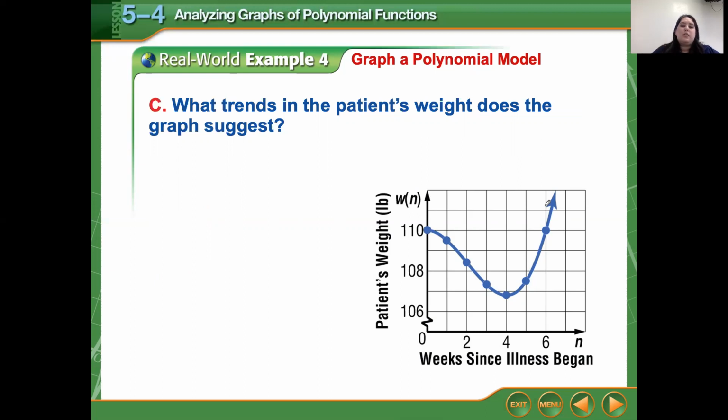What trend in the patient's weight does the graph suggest? So what do we see that happens here? We're going to analyze, like in real life, what this graph actually means. Well, if we look at it, we can see that when they got sick, they lost weight. They lost a little less than 4 pounds, probably closer to 5 pounds. And then when they started getting better, most likely after week 4, they started regaining their weight.